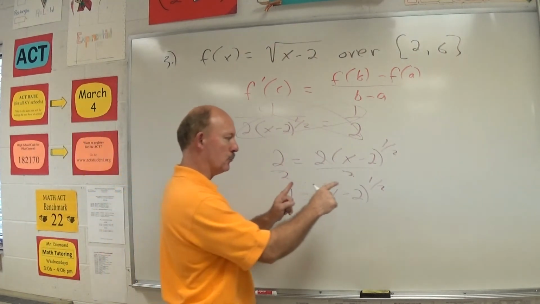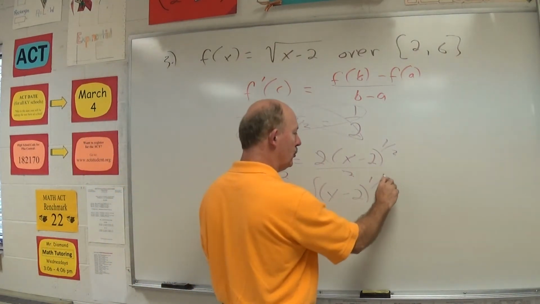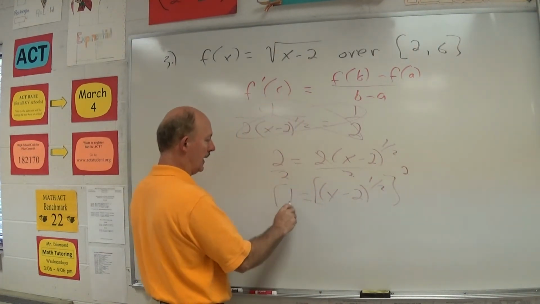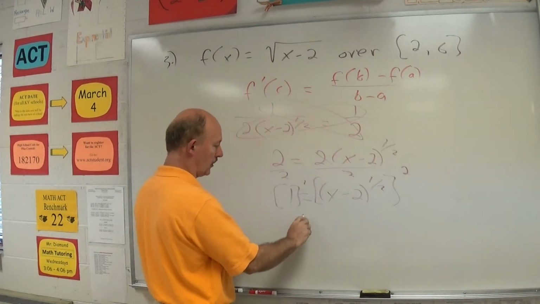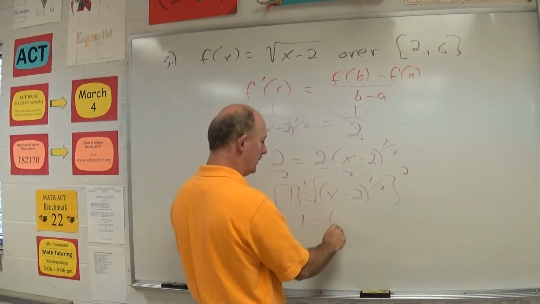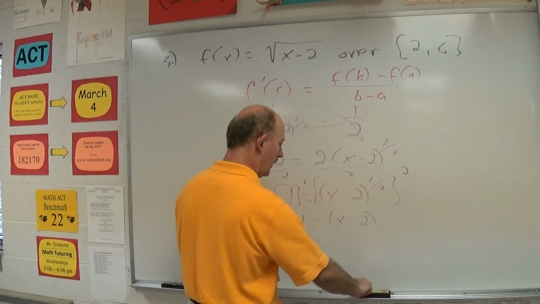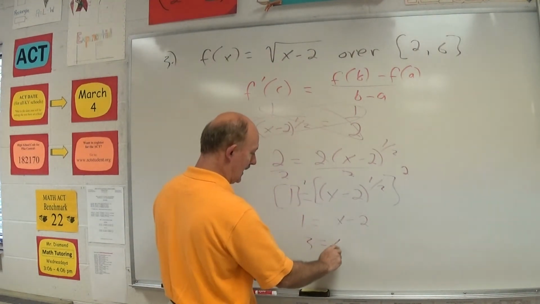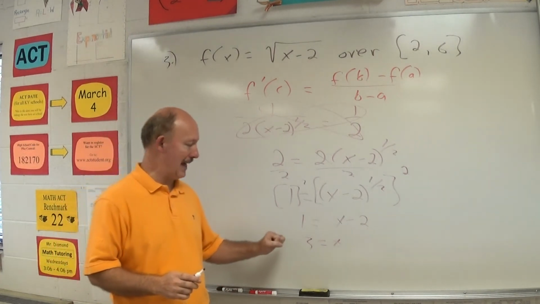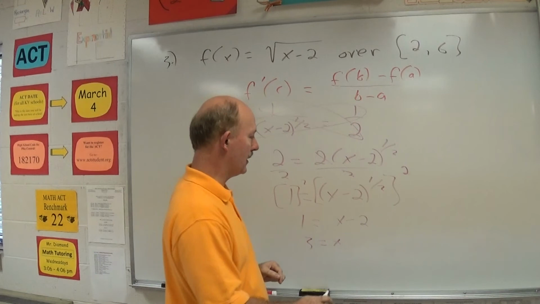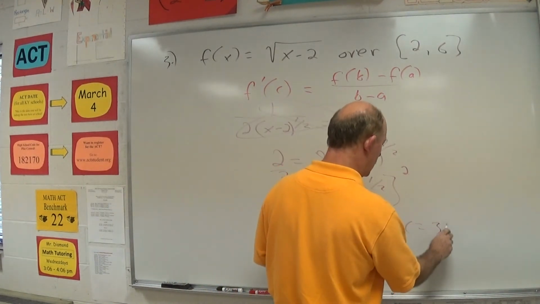All right, now to get rid of the 1/2 exponent, let's square the right-hand side. And we've got to square the left-hand side also. So 1 squared gives us 1. Okay, when you square the square root, that just gives us the x minus 2. I don't need the parentheses anymore, it's just x minus 2, or x is equal to 3. So that's the x value. The slope of your chord will equal the slope of your tangent line. So that would be c equals 3.